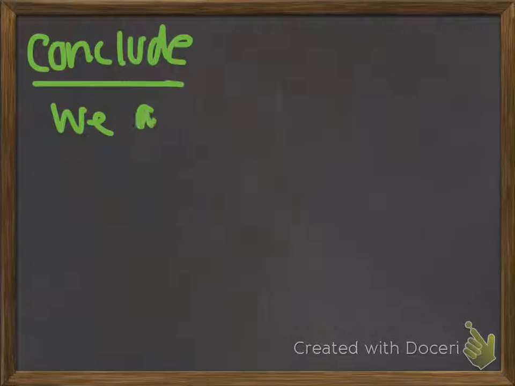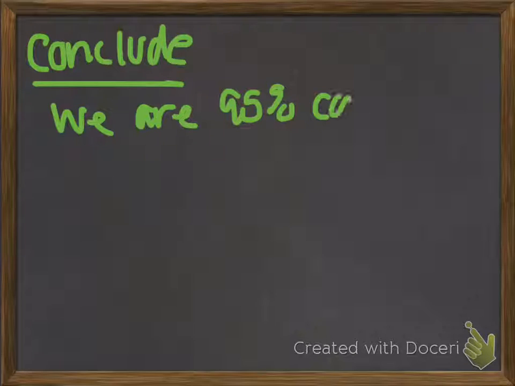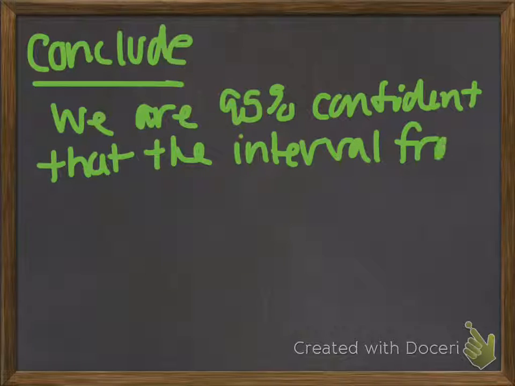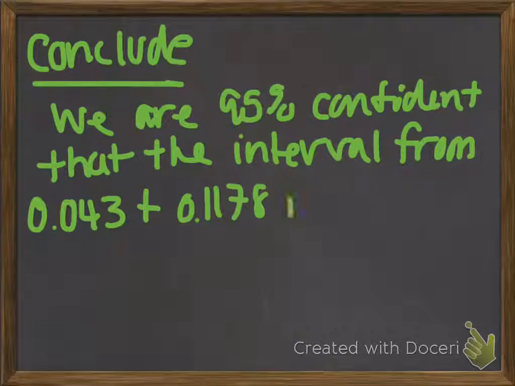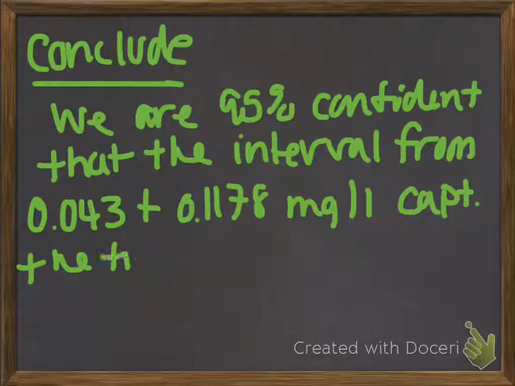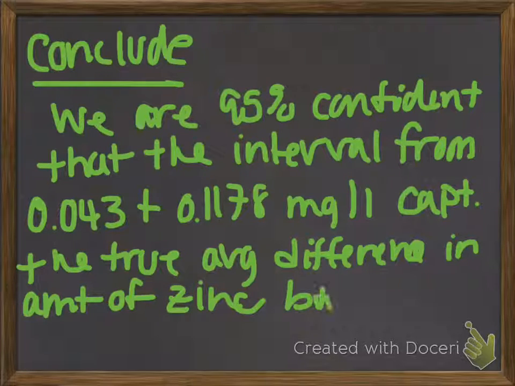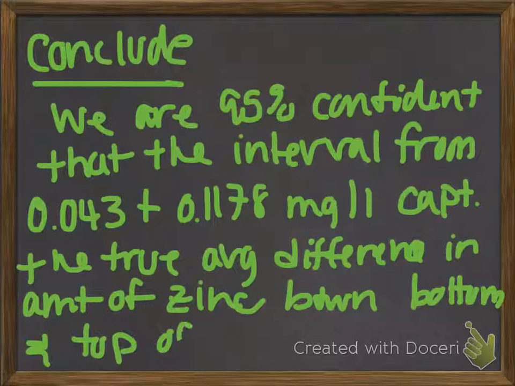We are 95% confident that the interval from 0.043 to 0.1178 captures the true average difference in the amount of zinc between the bottom and top of the well.